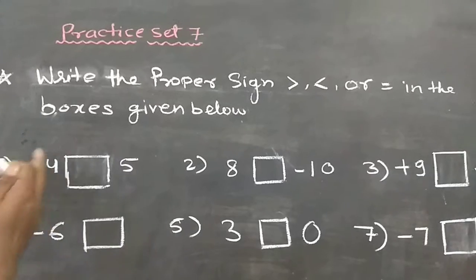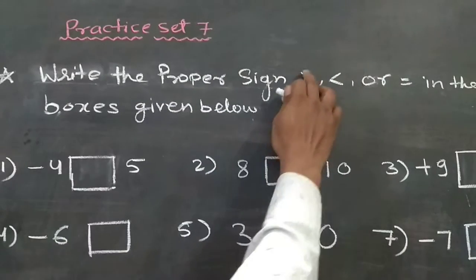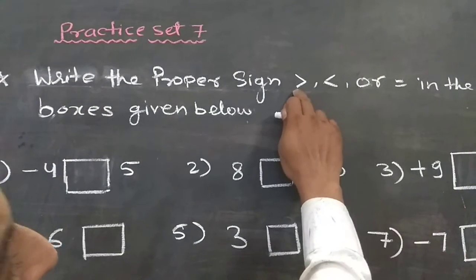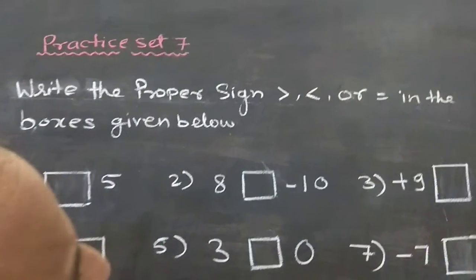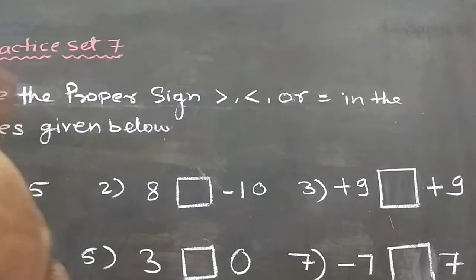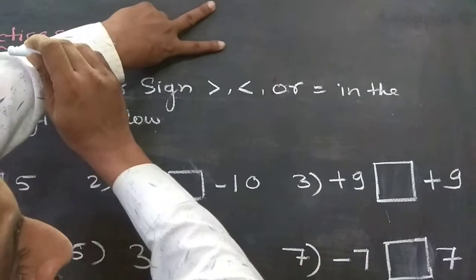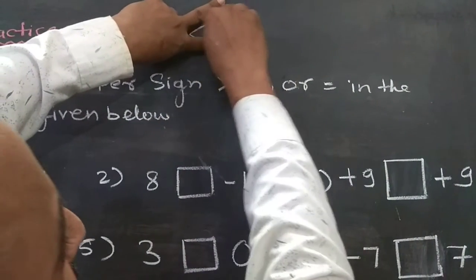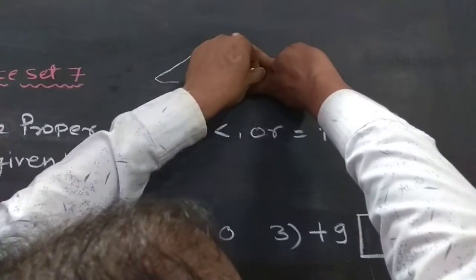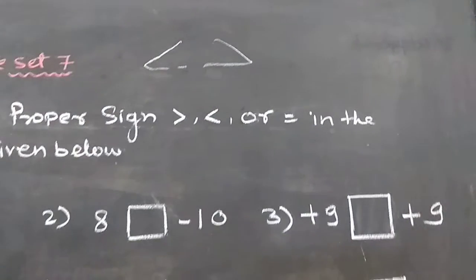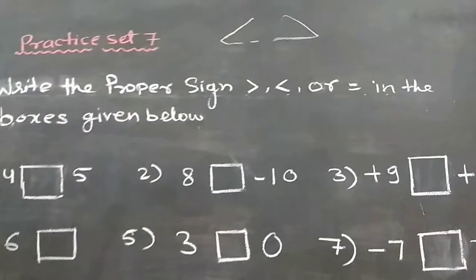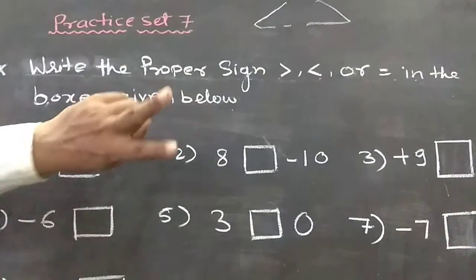And what is given in practice set 7? Write the proper sign, less than or greater than, meaning you have to put this sign. See how you will come to know. See, this is your left hand. If I draw a sign like this, this is your less than, and this is your right hand. If I draw a sign like this, it denotes greater than. So it is greater than, less than, or equal in the boxes given below. Okay, got it? How do you identify the less than or greater than sign?